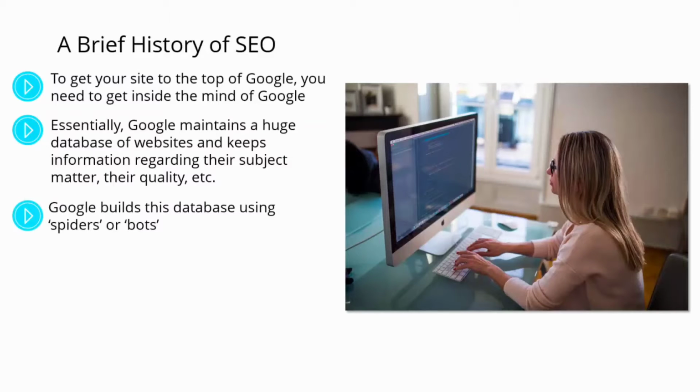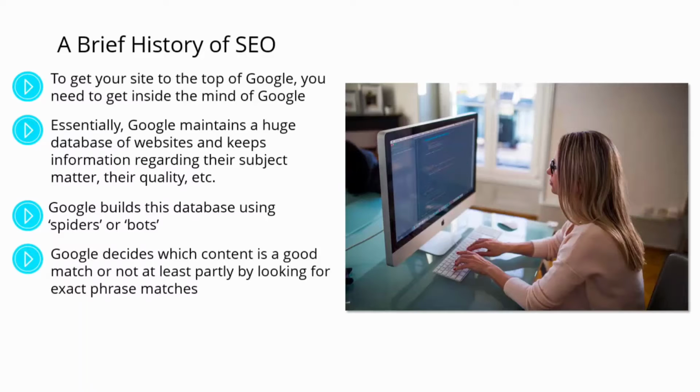Google builds this database using spiders or bots. These are programs that trawl the web in order to scrape content and add it to the index. To find new pages, these bots will follow links on pages that are already in the index. Google decides which content is a good match or not, at least partly by looking for exact phrase matches. So, if you search for the term "buy hats online" and there's a website in its database that uses this phrase several times, it will consider it a match.